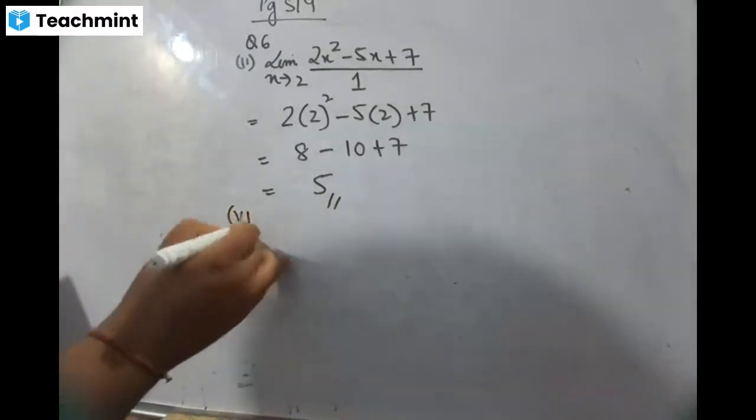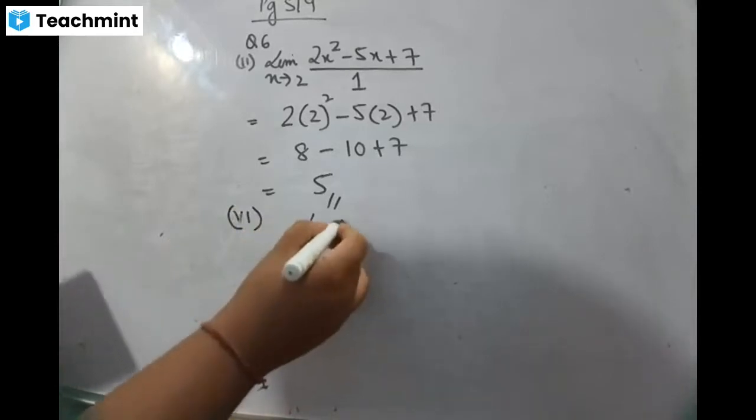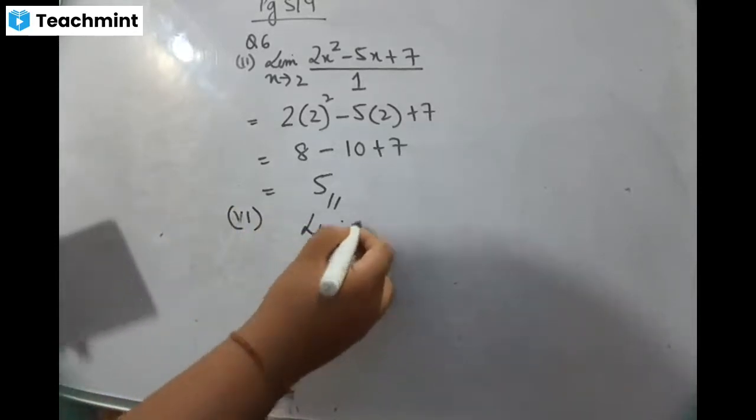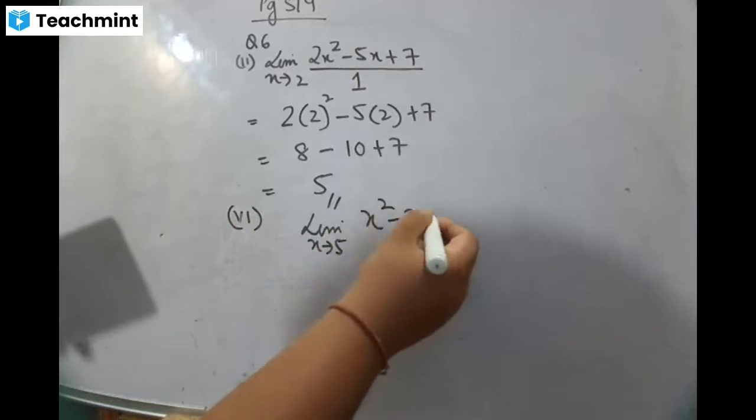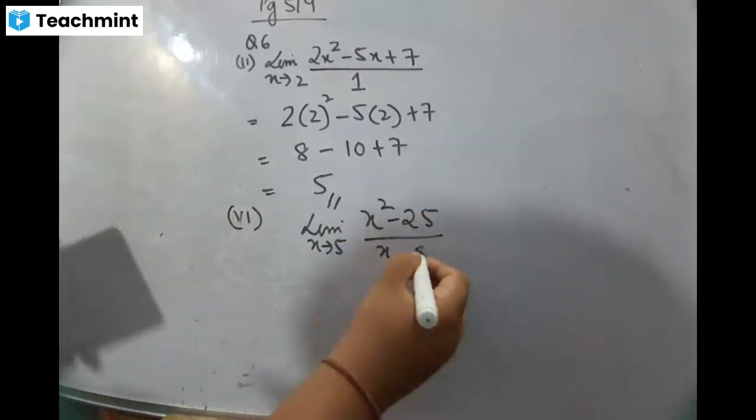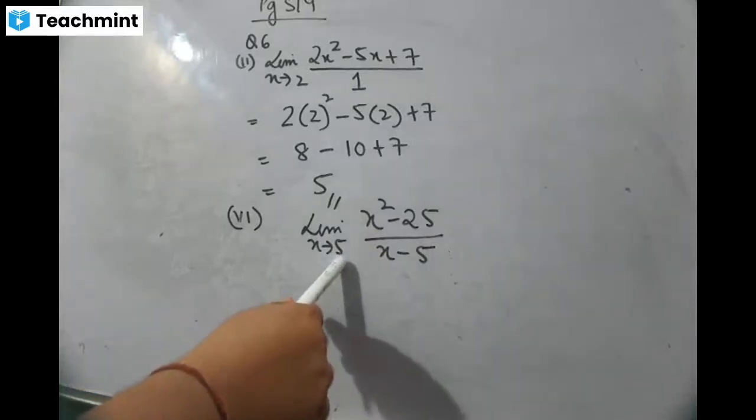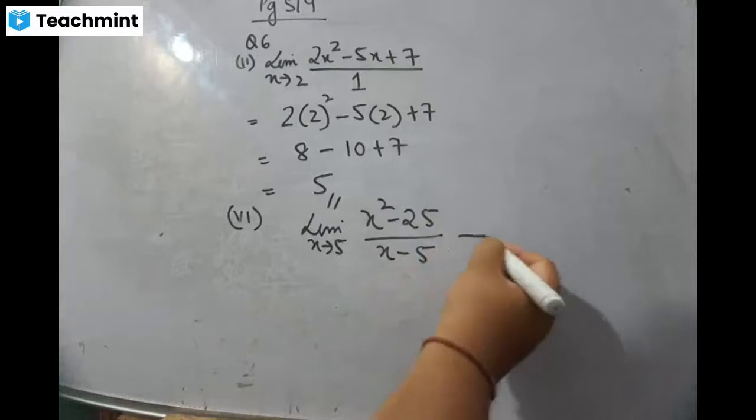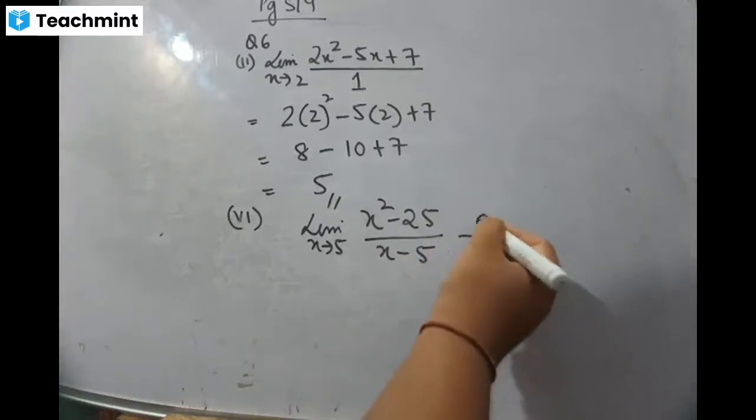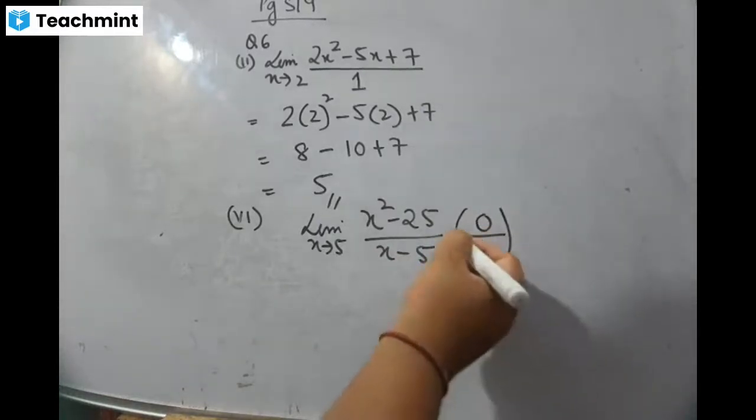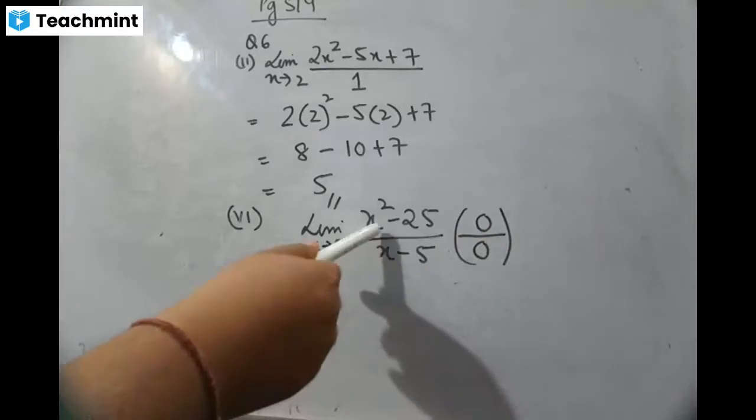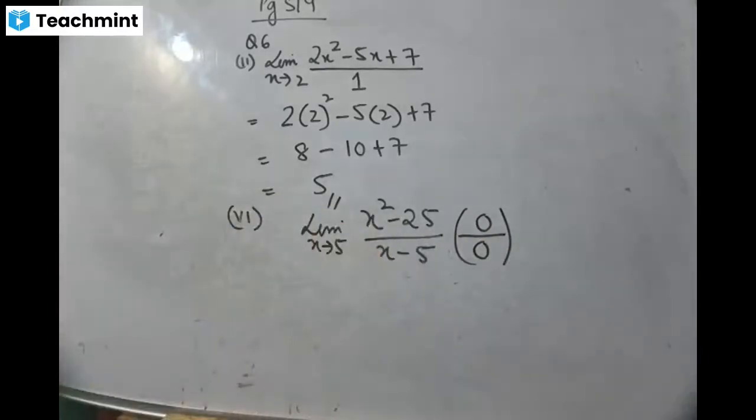Question number 6, subdivision 6. The question is limit x tends to 5, x square minus 25 divided by x minus 5. Now put the value of x, everyone, in the denominator. The value of x is 5, isn't it? So 5 minus 5 is 0. So if the denominator is 0, the numerator, I told you, is going to be 0. You can check also. 5 square is 25, so 25 minus 25 is 0. So this is called an indeterminate form, everyone.